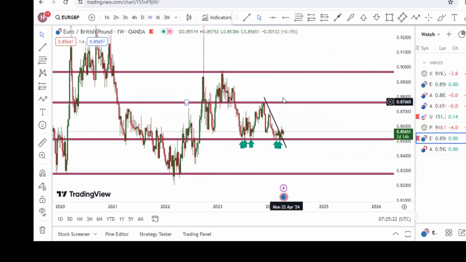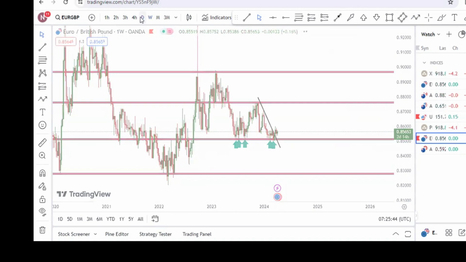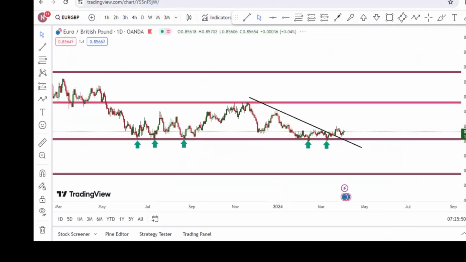So this is now monthly, and on weekly, you can see I've already plotted my levels. This is one of the important levels. I also have this important level. You can see the market is kind of in a double bottom, and then at the bottom here we also have another important level. So on daily, let me see what is happening on daily.